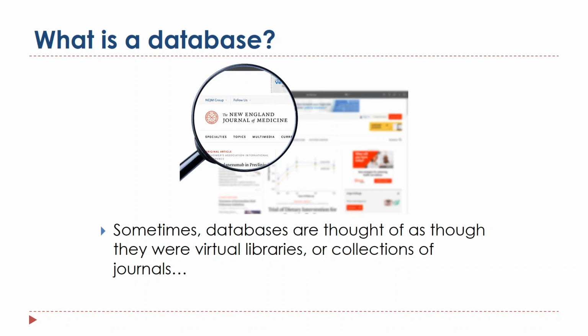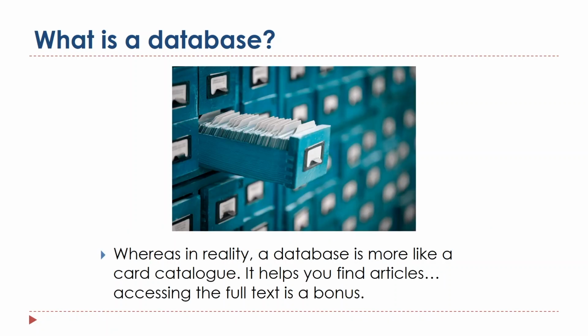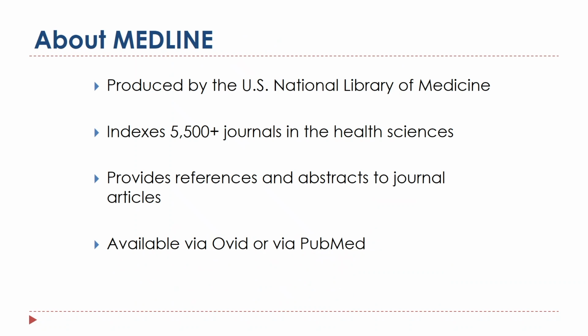Sometimes databases are thought of as though they were virtual libraries or collections of journals, but in reality, they're more like a card catalog. It helps you find articles, but accessing the full text is a bonus. So within the database, you'll only be able to find the titles, abstracts, references, and other information about the articles. But to get a full text, you'll have to go outside the database.